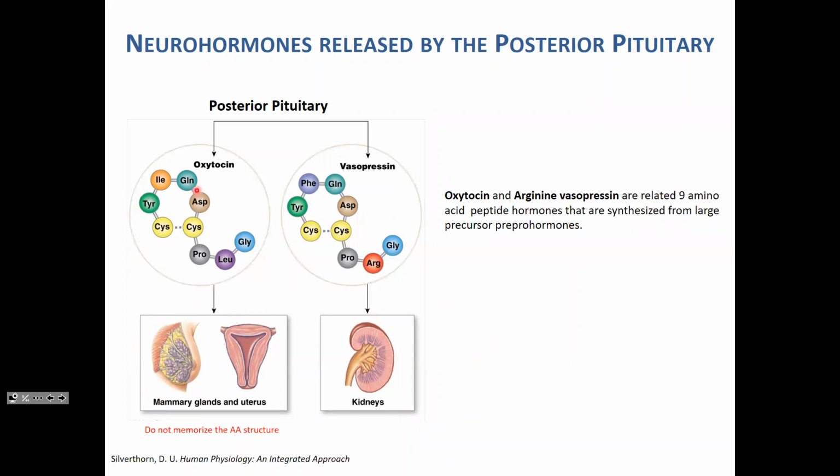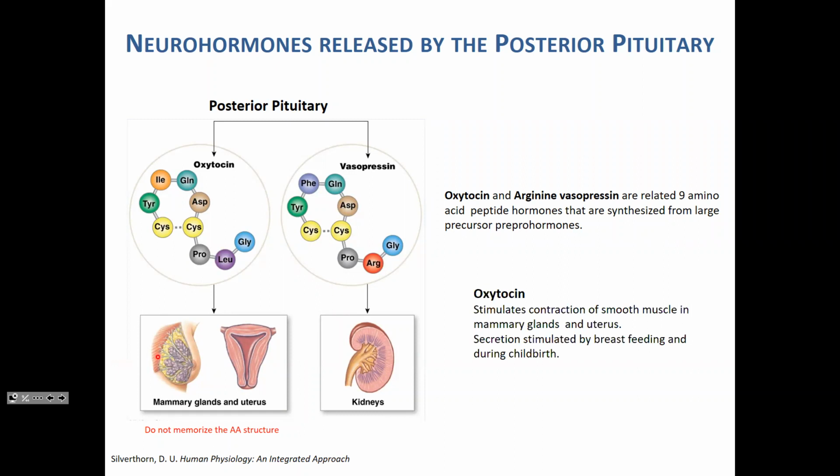tissues. So oxytocin is going to cause contraction of the smooth muscle in the uterus. This is important during childbirth. It's also going to cause contraction of the myoepithelial cells in the mammary gland, which is important for milk ejection during breastfeeding.